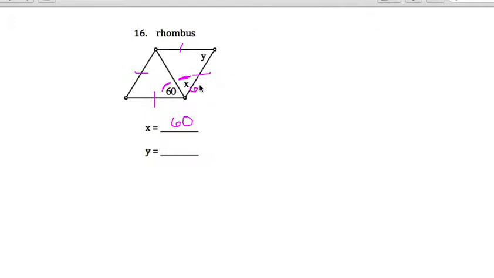If x is 60, then this entire angle is 60 plus 60, which is 120. But the angles next to each other are supposed to equal 180 degrees total. So 180 degrees minus the 120 that I know is down here leaves me 60 degrees for this entire angle, which is being represented by y. So y is also 60 degrees. Now I want to make a note here. These three angles don't always have to be the same.